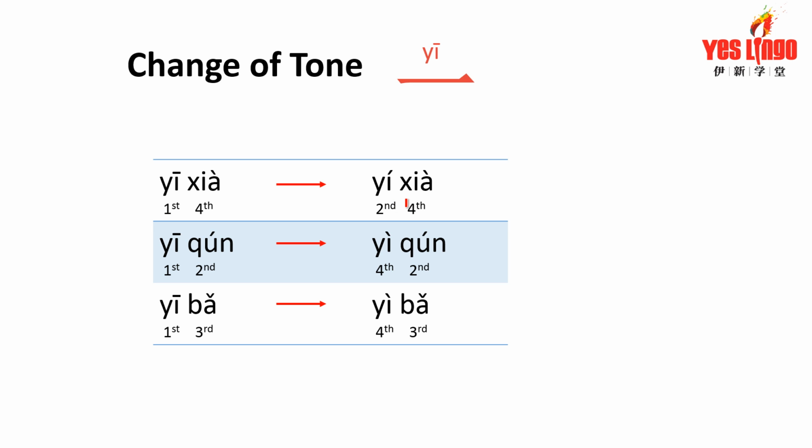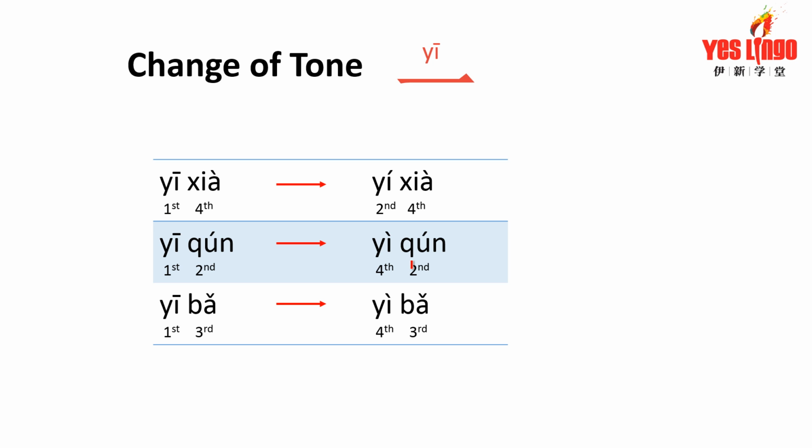Now, yi's pronunciation will change if it precedes a second tone word as well. So if you have something that's like yi followed by a second tone, such as 一群, then the first tone, yi, will turn into the fourth tone. So instead of 一群, you get 一群, 一群. See that? When you get the first tone and second tone together, it turns into the fourth tone and second tone.